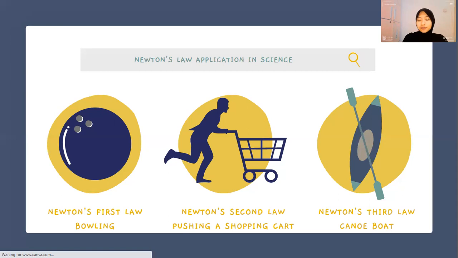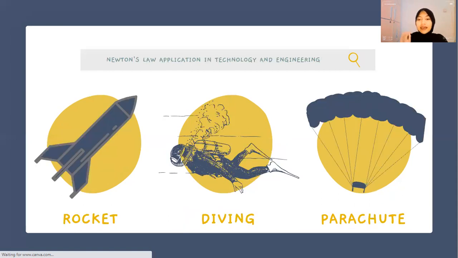Next is Newton's law application in technology and engineering. For the first example, I take a rocket. A rocket relates to Newton's three laws at work. A rocket taking off shows Newton's laws in action. Before liftoff, the rocket's enormous weight, the result of gravity pulling it down towards Earth, is balanced by the upward force of the launch pad, so it remains stationary, which is Newton's first law. Fuel combustion in the engines creates thrust, propelling the rocket forward, which is the second law. The thrust that pushes the rocket forward is a reaction to the hot exhaust gases pushing backward, which is the third law.